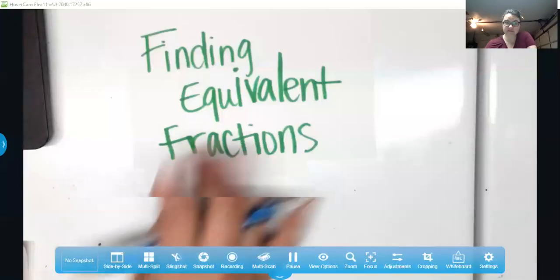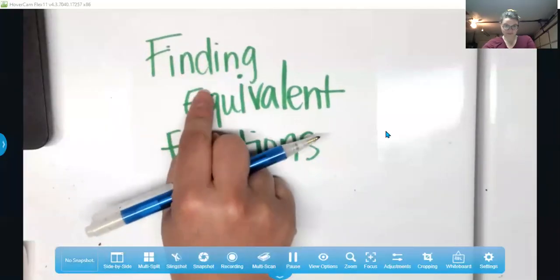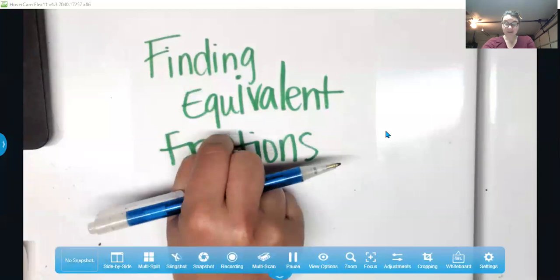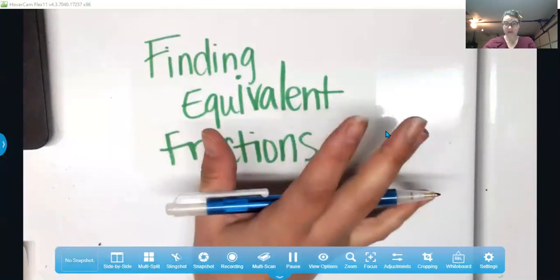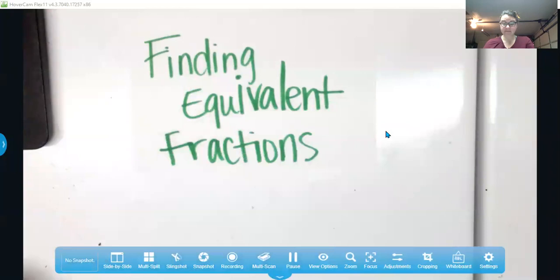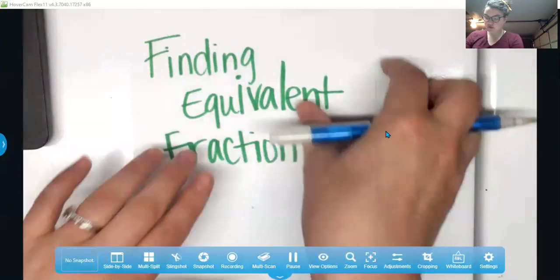You should be able to see my screen. There we go. Today we're finding equivalent fractions. So I wanted to go over a couple of things before we got started, and they are some vocab to get us headed in the right direction.